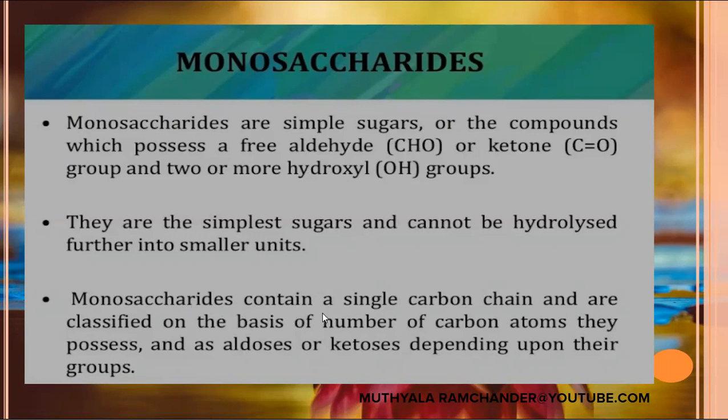Monosaccharides contain a single carbon chain and are classified on the basis of the number of carbon atoms they possess, and as aldoses or ketoses, depending upon their groups.